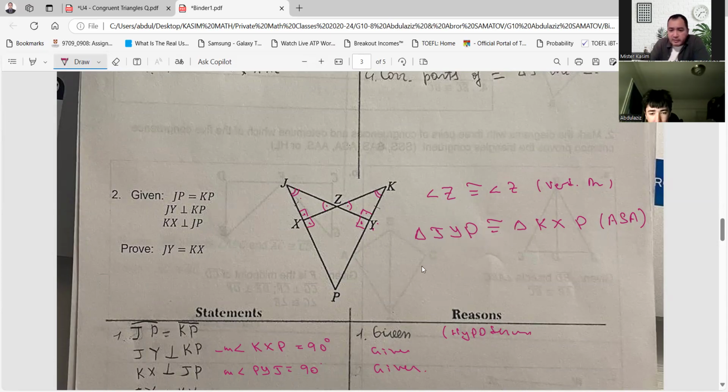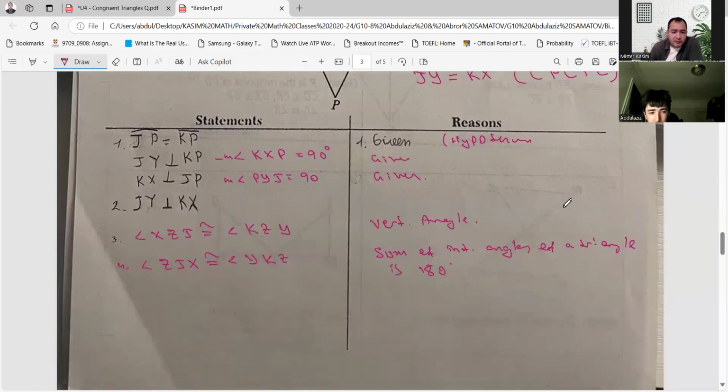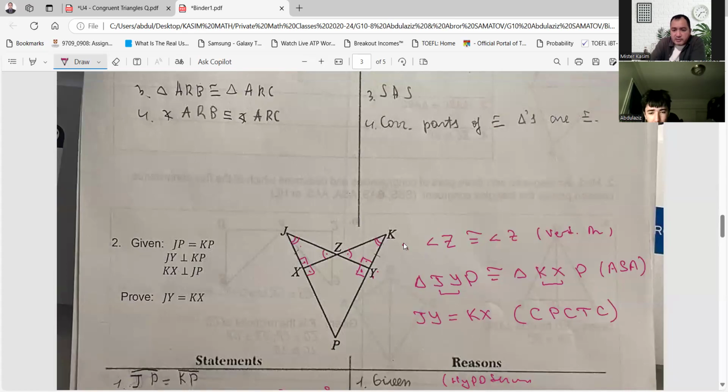And now we can write here JY. You see this JY corresponds to KX. Corresponds means they're representing. JY is equal to KX. Why? Because congruent parts of congruent triangles are congruent. Okay, so this one is number 4, this one is number 5, number 6, and number 7.